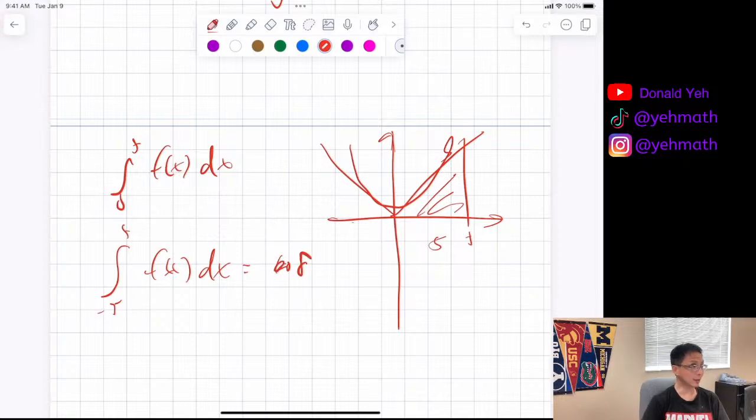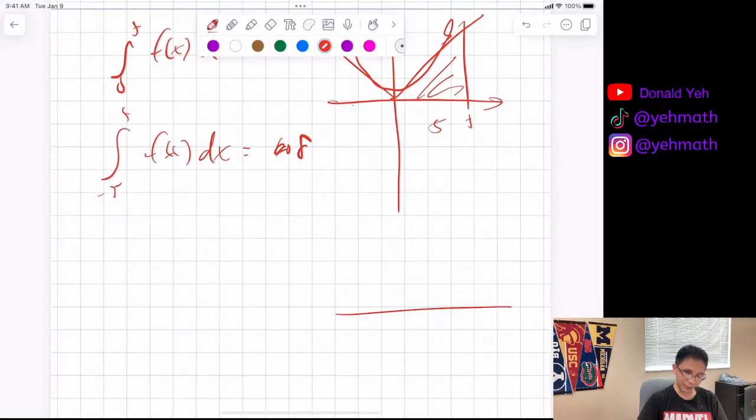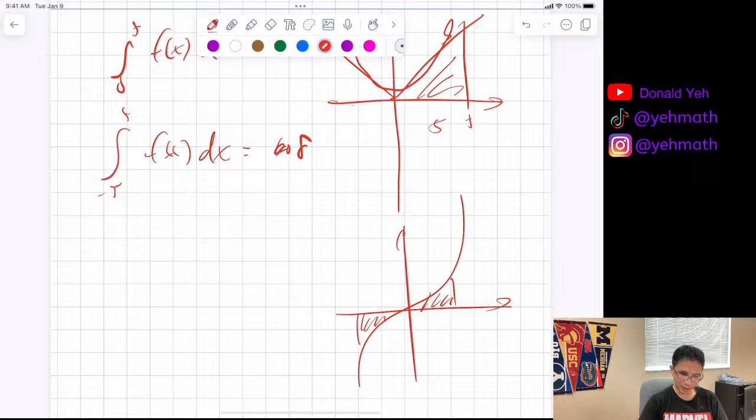If it's an odd function, what happens? Symmetrical about the origin. So you are going to get 0 because any graph symmetric about the origin is like this. This area and this area cancel each other out, and it's always equal to 0 from -5 to 5. Very intuitive understanding. You have to understand those.